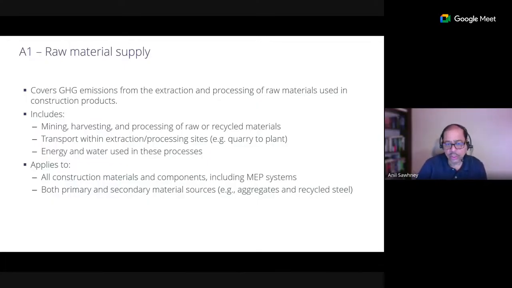So it applies to all types of construction, all materials or products, including MEP systems. And it's also for both primary and secondary material sources. So maybe you have recycled steel, it doesn't matter. Whatever is used in the processing of that is also included under A1.